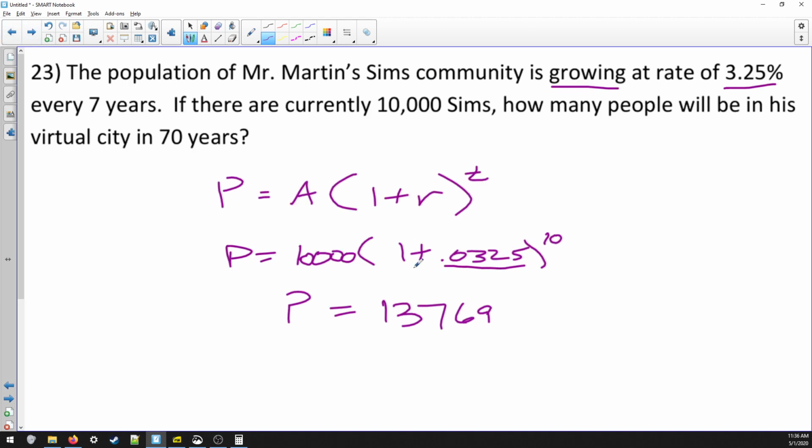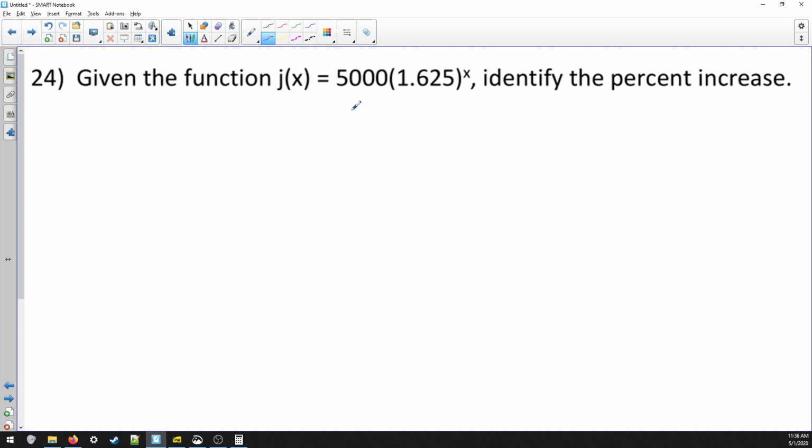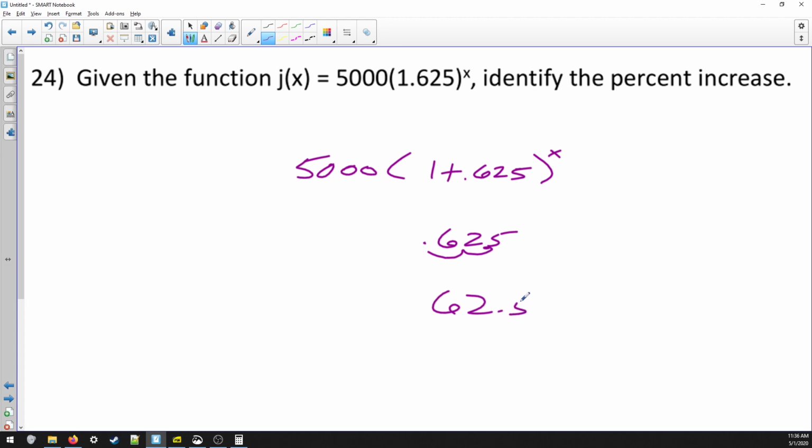So you'd see that we added 1 to get 1.0325. Well, in this problem, it's 1.625. So if I were to rewrite this one, I would say this is really 5,000 times 1 plus 0.625 to the x, and that would mean that 0.625 is my rate. If I move the decimal over twice, or if I just multiply by 100, that would be 62.5%.